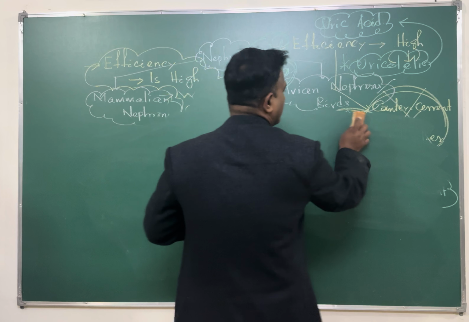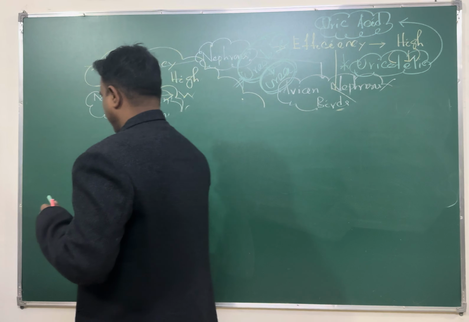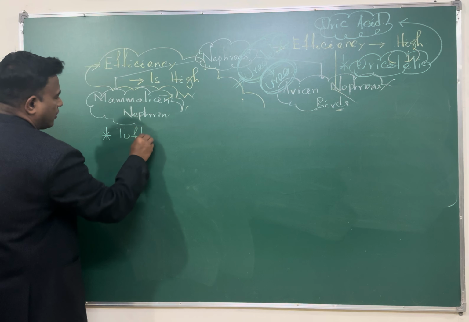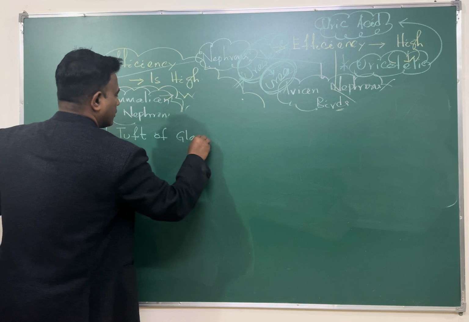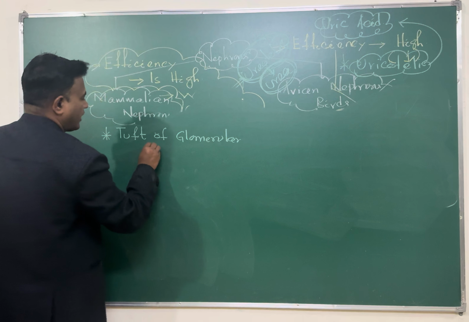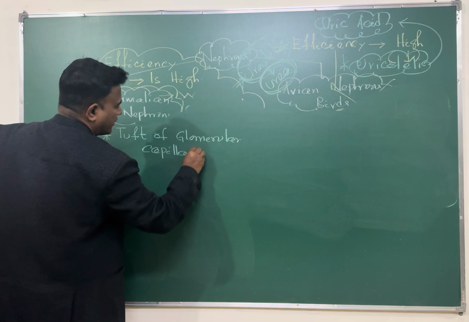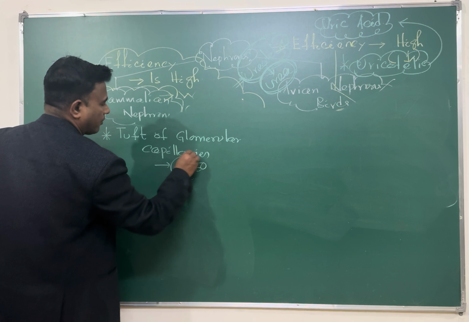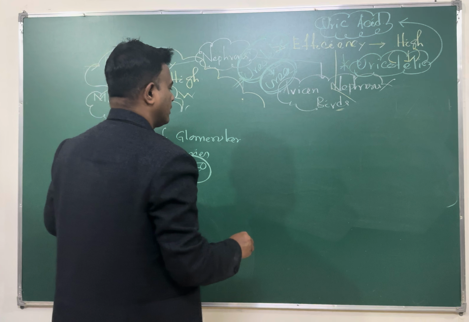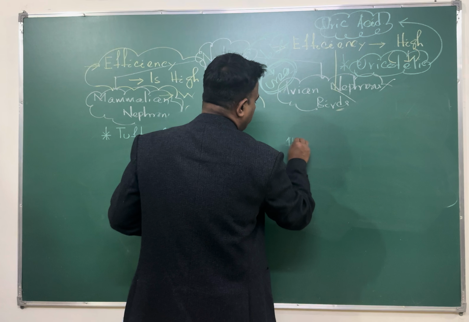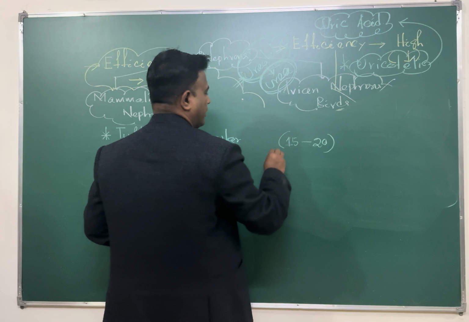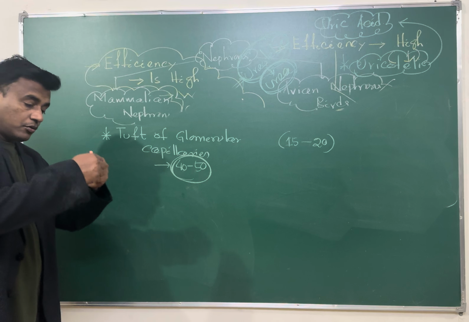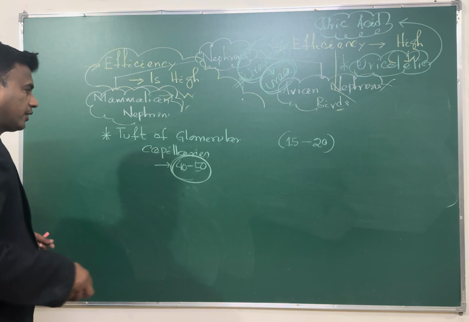And this makes this system very much dynamic. Now coming to this tuft of glomerular capillaries. Here you are seeing the glomerular capillaries. The tuft is showing 40 to 50 number of intermingled capillaries, and here it is 15 to 20 tufts of capillary. So here also a point is there that glomerulus is very coiled, recoiled, supercoiled.